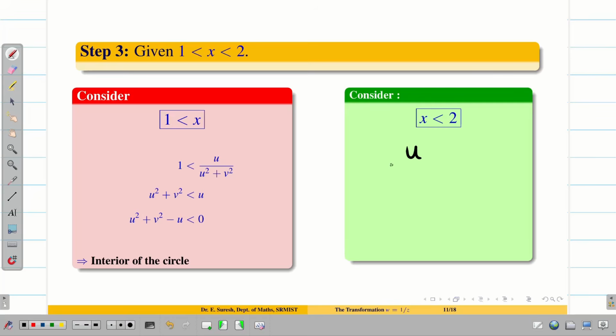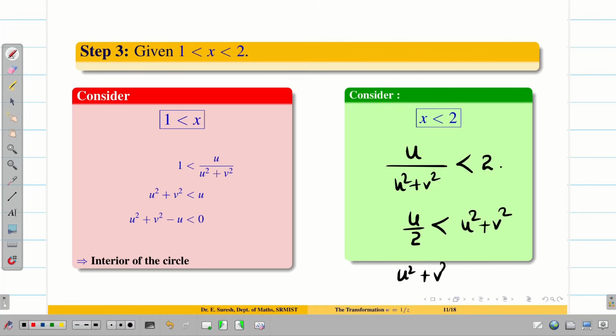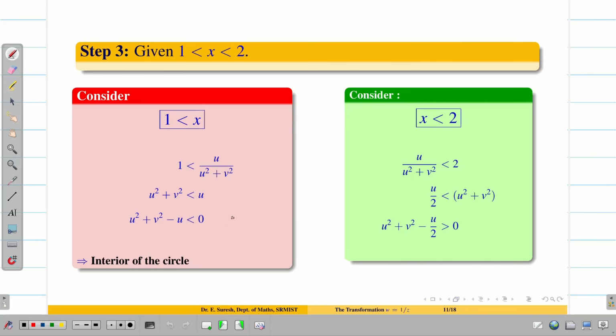Next we are going to deal with X less than 2. We know that X is U by U square plus V square less than 2. So I am just multiplying. Now we are going to simplify this further. I will bring this 2 to the denominator and take this U square plus V square to the numerator. Now I can rewrite this as U square plus V square is greater than U by 2. And finally, I can write this as U square plus V square minus U by 2 is greater than 0. So as I said earlier, if it is less than 0, interior of the circle. If it is greater than 0, it is going to be exterior of the circle.